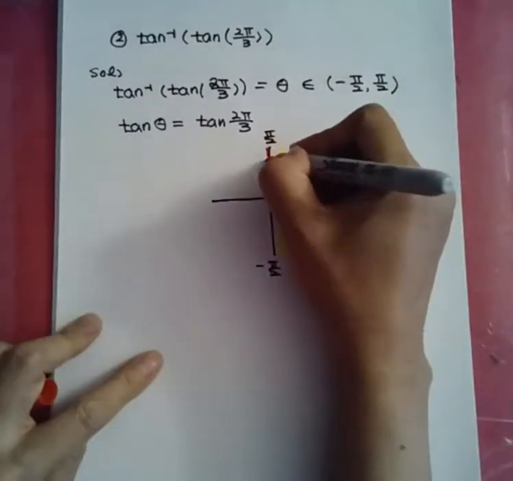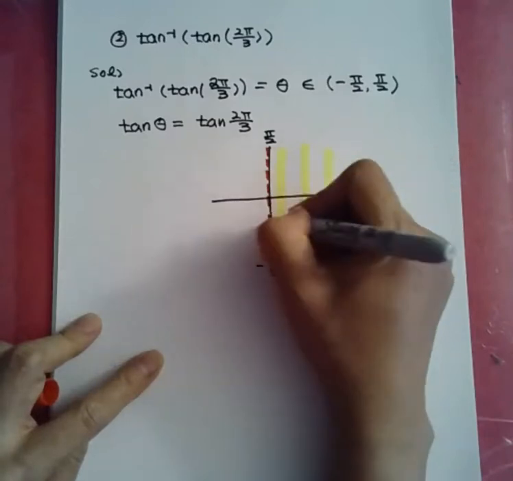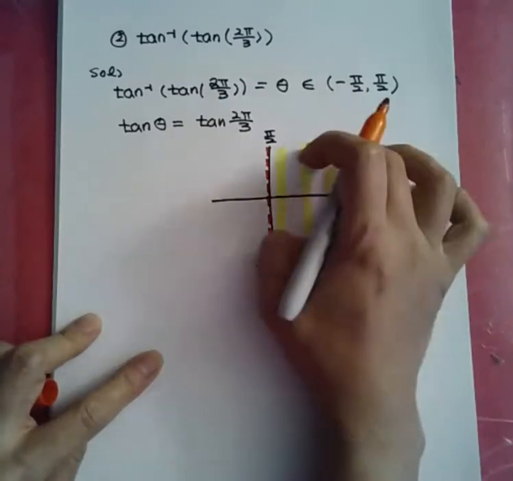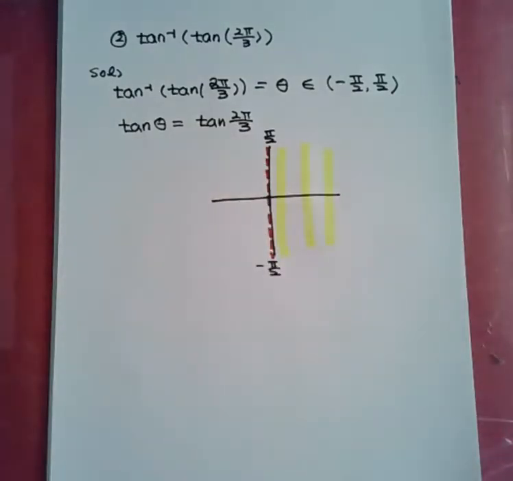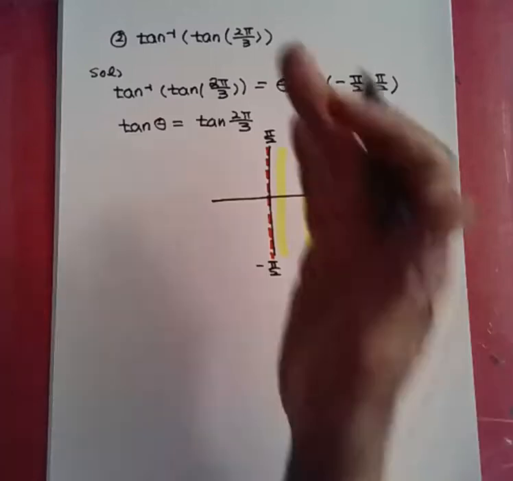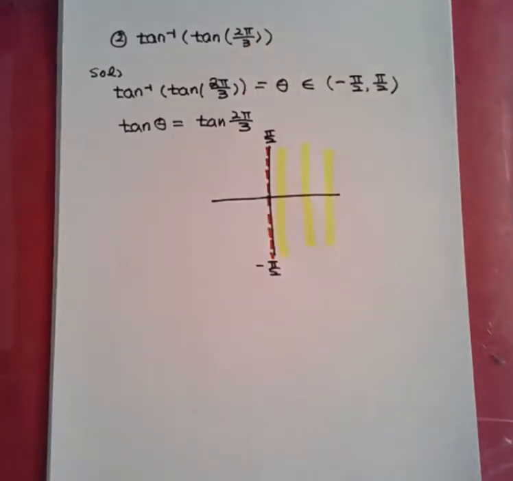However, if that is not in that range, then we have to relocate the angle, and we have to find another angle whose tangent value is the same as tangent of 2 pi over 3, and the angle belongs to the region minus pi over 2 to pi over 2.